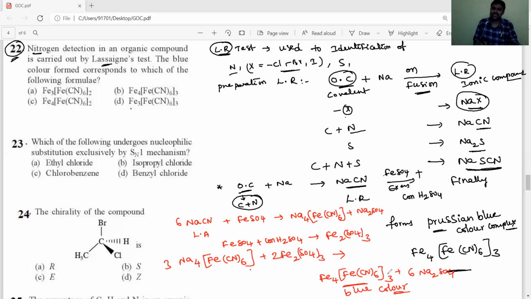Okay, students, this test is known as Lassaigne's reagent test, used for the identification of nitrogen. So the answer is option B. Up to that it's very clear, dear students.